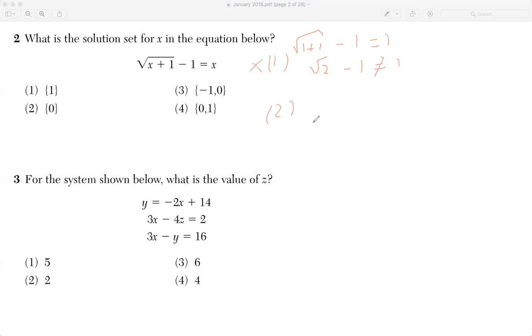Answer choice 2, 0. Let's see, the square root of 0 plus 1 minus 1. Does that equal 0? Well, this is the square root of 1 minus 1. 1 minus 1 does equal 0. So answer choice 2 is the correct one. As I mentioned before, you're not going to have the negative over here unless this was like a plus something, then maybe, but this isn't it and this isn't it. So it's answer choice 2.